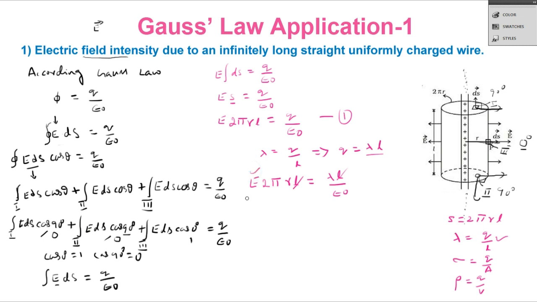Our target is the electric field, so E is the electric field. You take it outside. E is equal to lambda divided by 2 pi epsilon naught r. So this is the final equation of the electric field intensity due to an infinitely long, straight, uniformly charged wire. In this way we have to derive this equation.